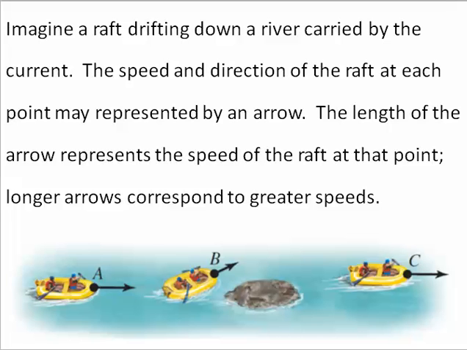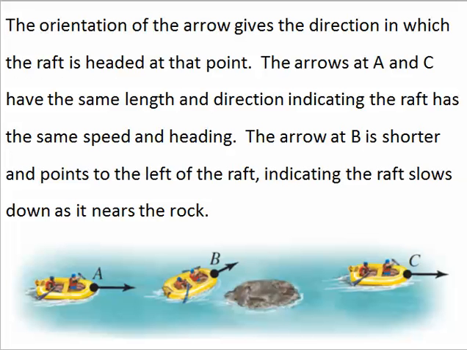Imagine a raft drifting down a river carried by the current. The speed and direction of the raft at each point may be represented by an arrow. The length of the arrow represents the speed of the raft at that point. Longer arrows correspond to greater speeds. The orientation of the arrow gives the direction in which the raft is headed at that point.